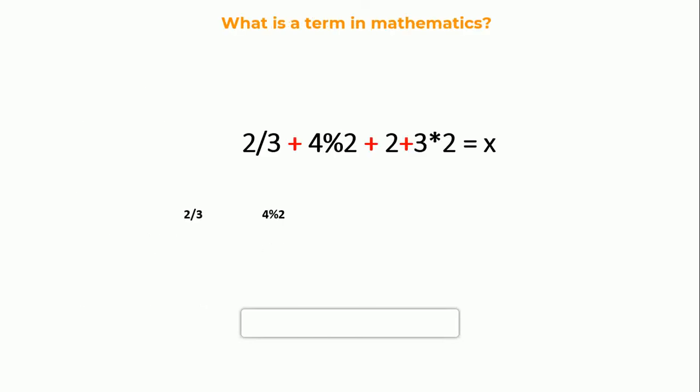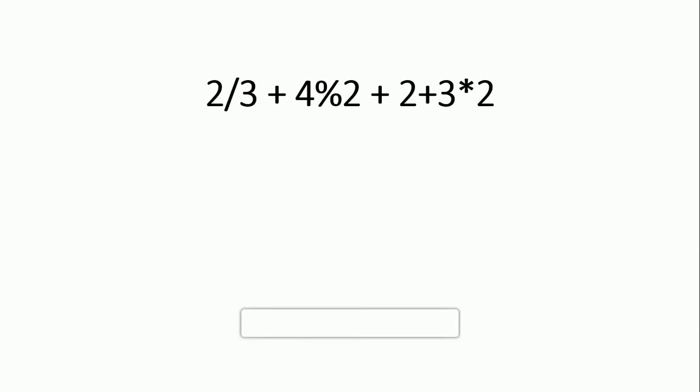Right. So we come to the question, and so to break them into terms, we first look for the plus and the minus. How many pluses do we have? How many minuses? If we find out what the plus and the minus separates, then we can find the terms. So these are the terms. We have 2 divided by 3 being 1, 4 modulus 2 being 1, 2 in itself standing with no 1 being 1, and then 3 times 2 being one of the terms.